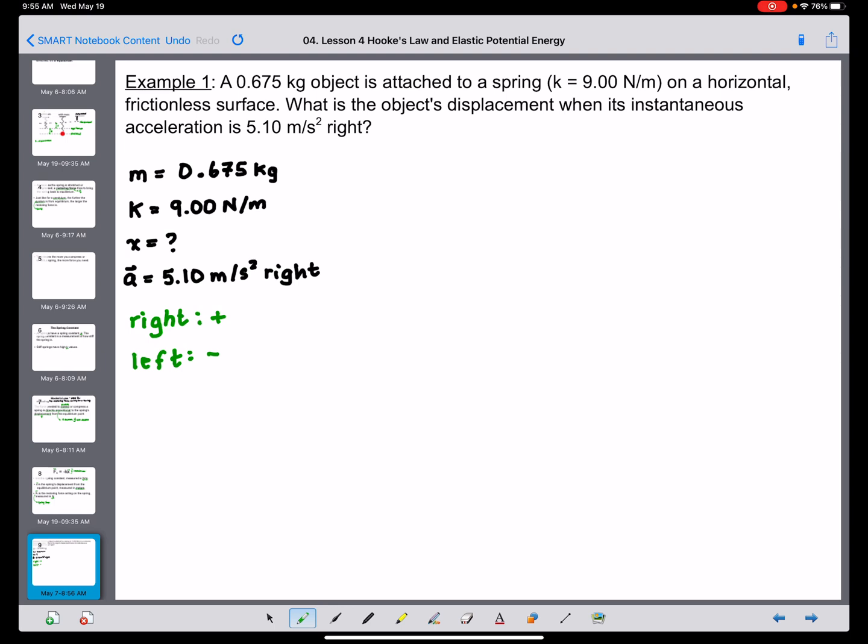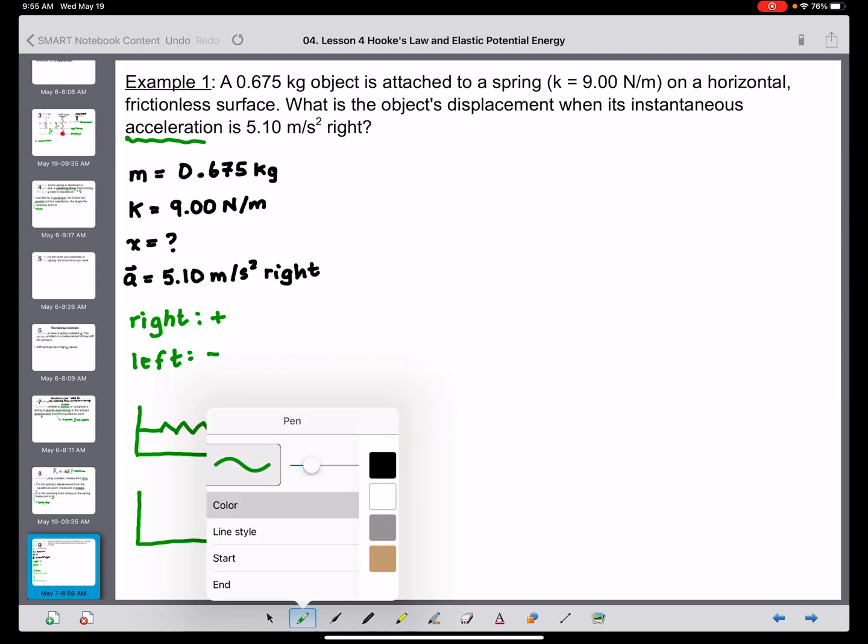Now we're going to draw a picture of what's happening here. So here, okay, we have a spring on a horizontal surface, and let's just draw the spring in equilibrium first. Okay, so here's where the spring is if it's in equilibrium. Now, let's draw where the spring is when its acceleration is 5.10 meters per second squared to the right. We need to think about this a little bit.